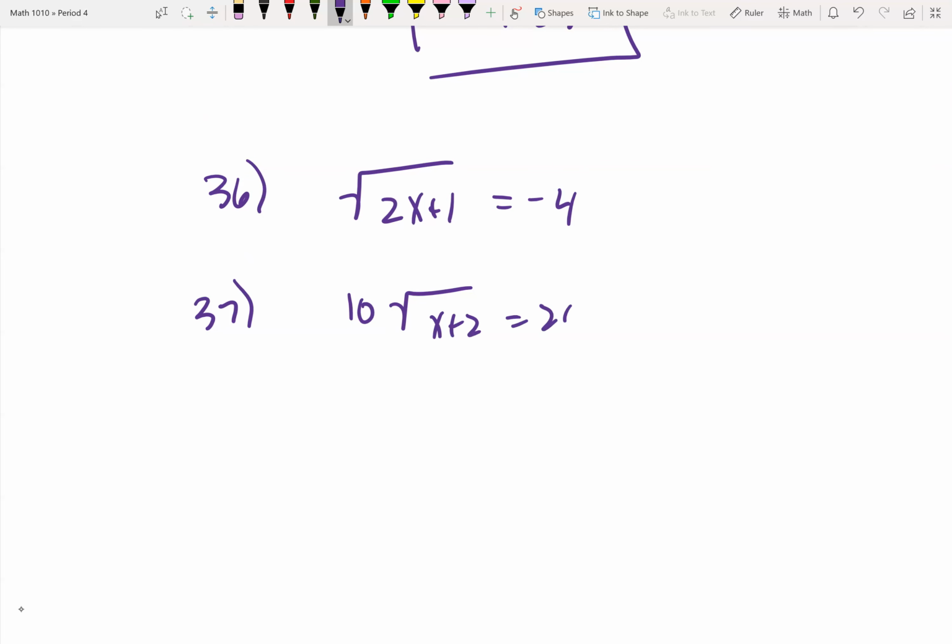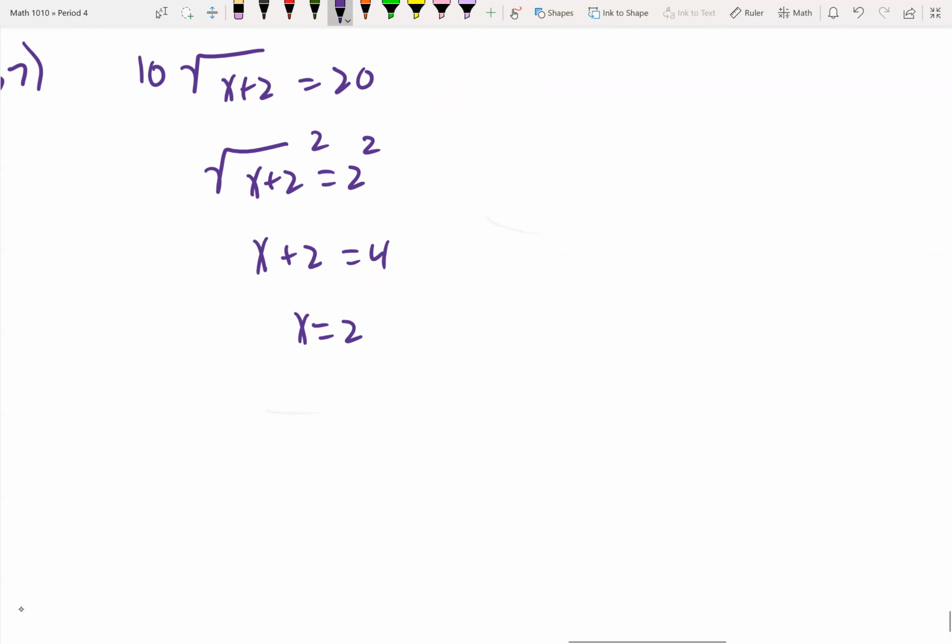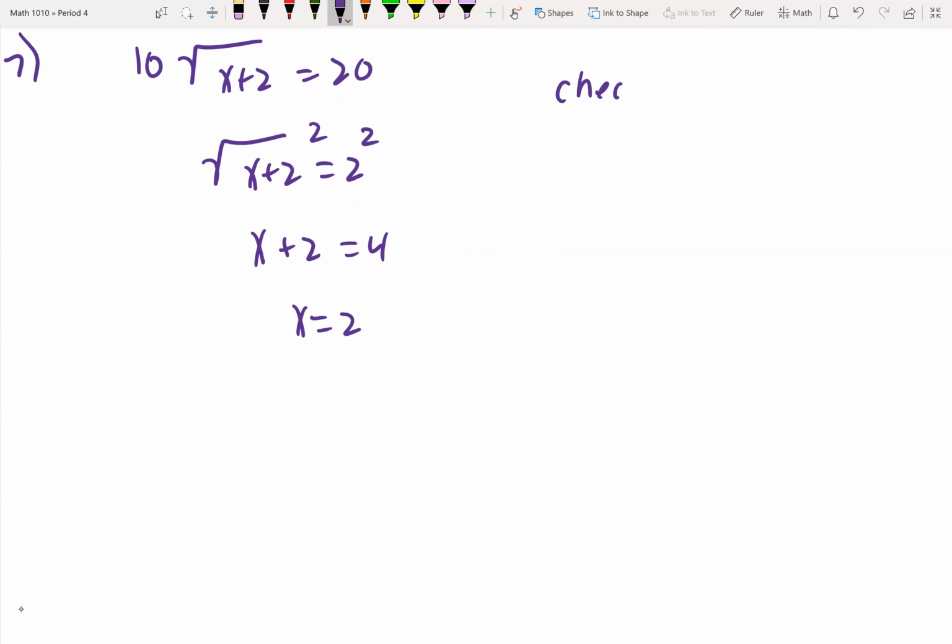So there's this one. To solve for x, I'm going to divide by 10. So I have the square root of x plus 2 equals 2. Then I'm going to square both sides. The square root and square go away. x plus 2 equals 4. Pull it over, x equals 2. But since I squared both sides, I must check it in the original.